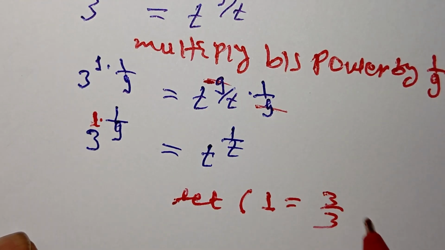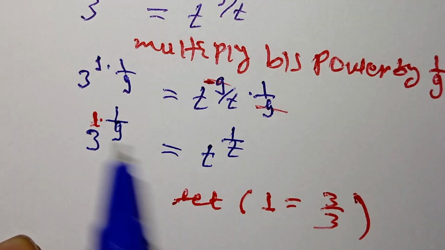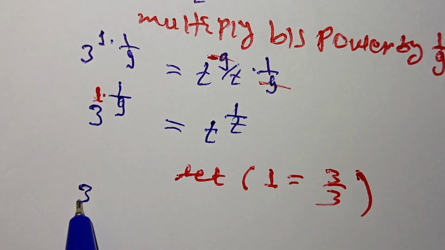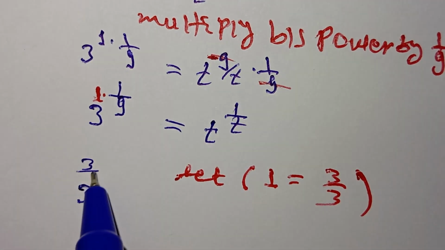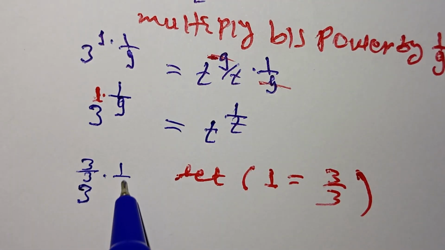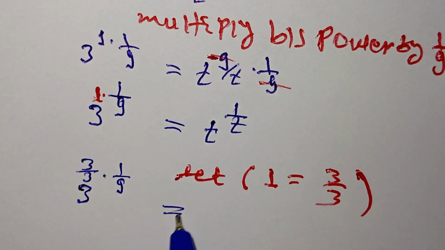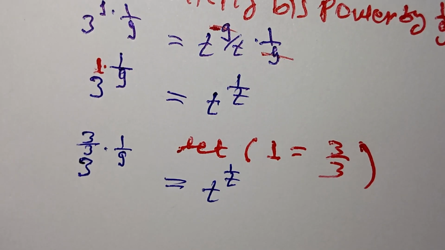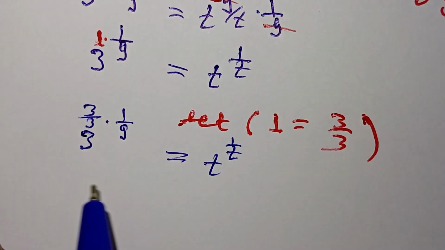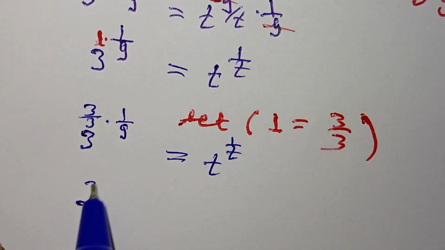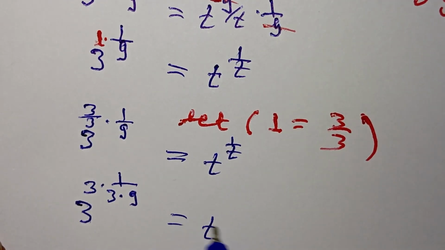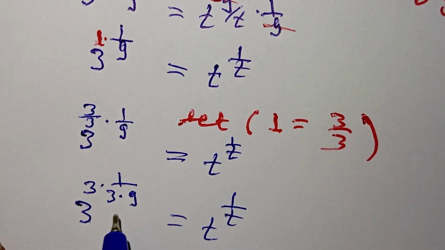Let 1 be equal to 3 over 3. Therefore, 3 to the power of 3 over 3 times 1 over 9 is equal to t to the power of 1 over t. So this is the same as 3 to the power of 3 times 1 over 3 times 9, equal to t to the power of 1 over t.